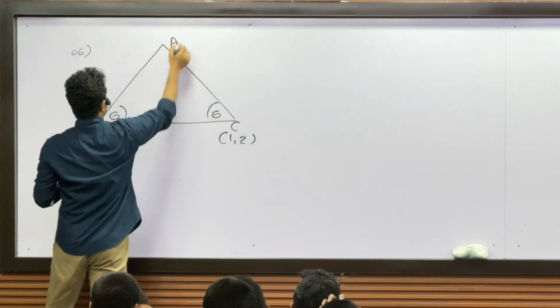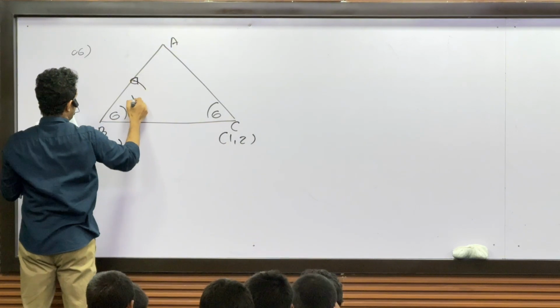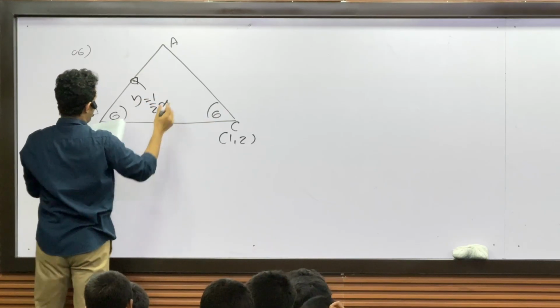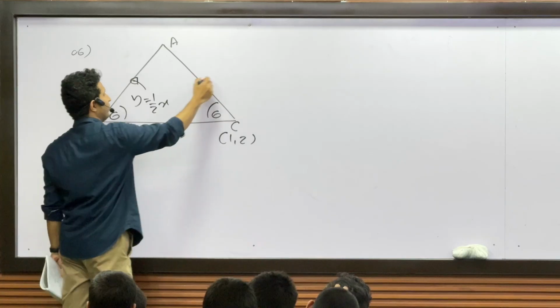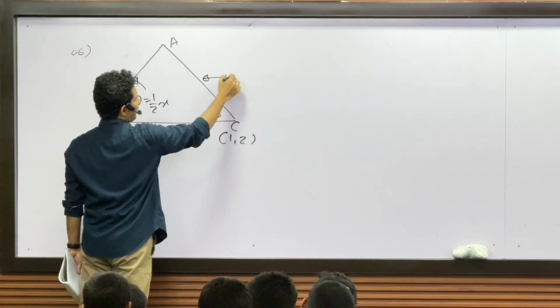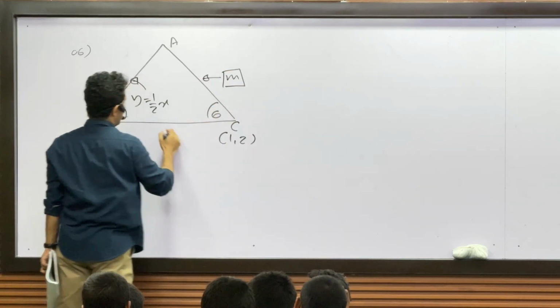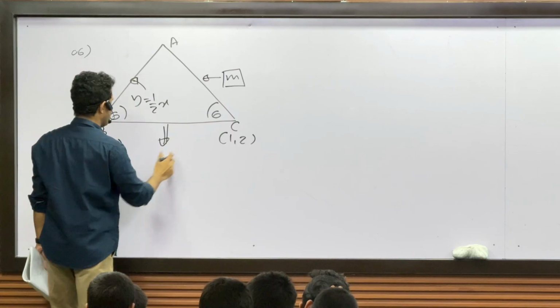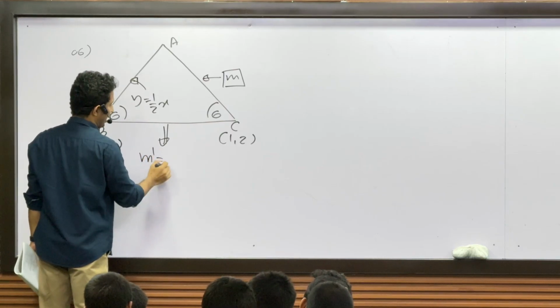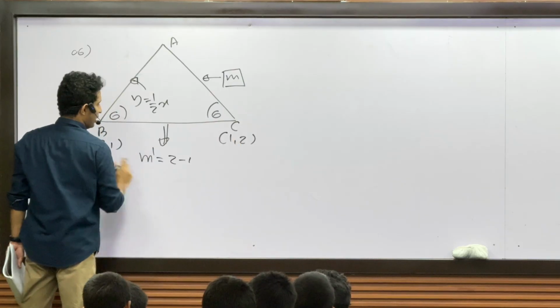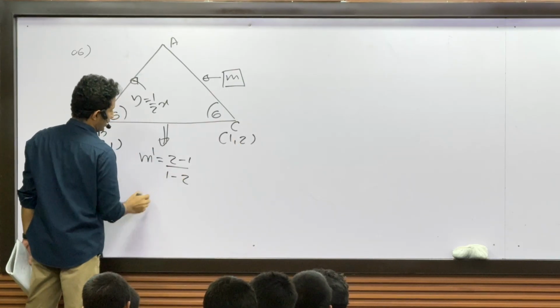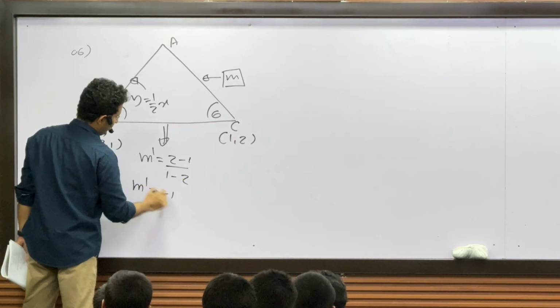Now I will take this one as A. The equation of this line is y equals half times x. You need to find the equation of AC. To find the equation of AC, we should find the gradient. You can find the gradient of this line, if this is m dash, as 2 minus 1 divided by 1 minus 2. So the gradient m dash equals minus 1.